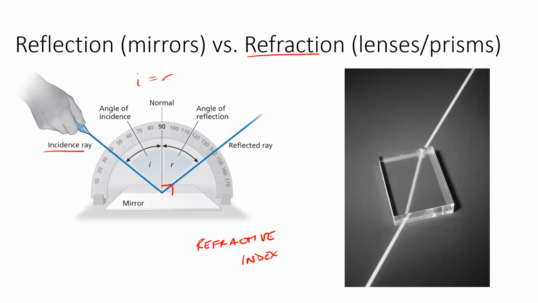And so that refractive index essentially tells us something about how different the wave travels in one material versus another, usually versus vacuum. That's what we think about as being sort of our pure material.